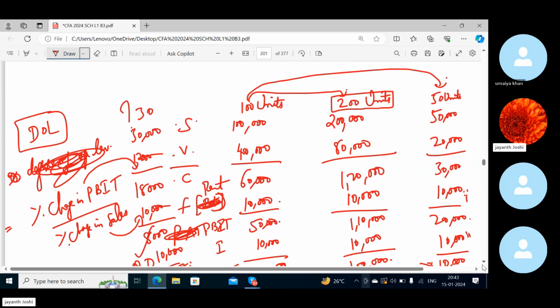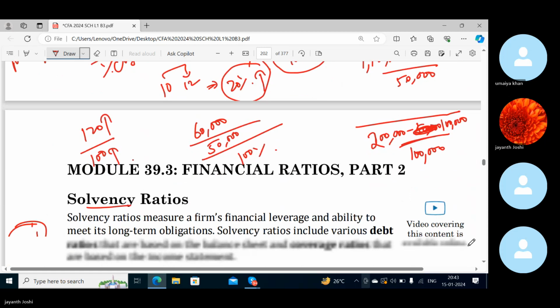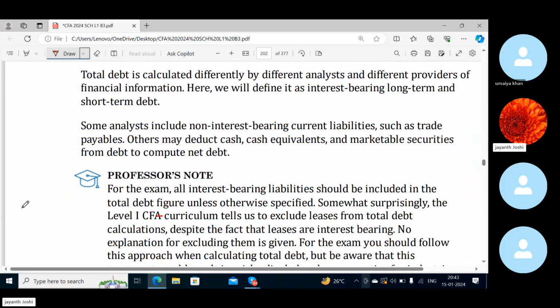So I'll write it here. How will I write it? See, percentage change in PBIT by percentage change in sales. So the current year figure is 50,000 minus 1 lakh divided by 1 lakh. Is it right or wrong? Correct, right? My sales have decreased by 50%. Isn't it so? See, what is the formula for percentage change? Current year figure minus previous year figure by previous year figure, right?